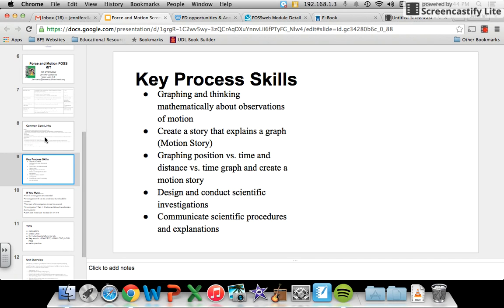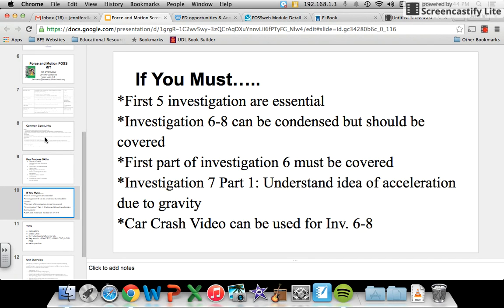Now, the first 5 investigations are essential. Investigations 6 through 8 can be condensed, but they should be covered. The first part of investigation 6 must be covered. This is talking about your forces and how there are multiple forces on something at all times.